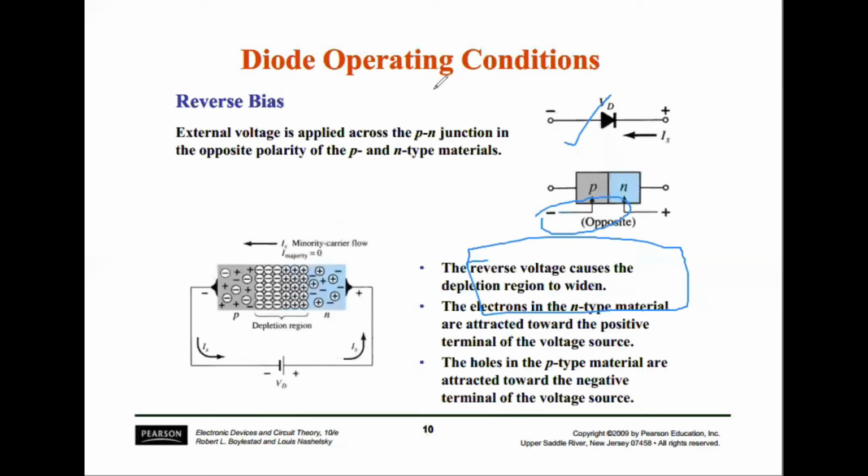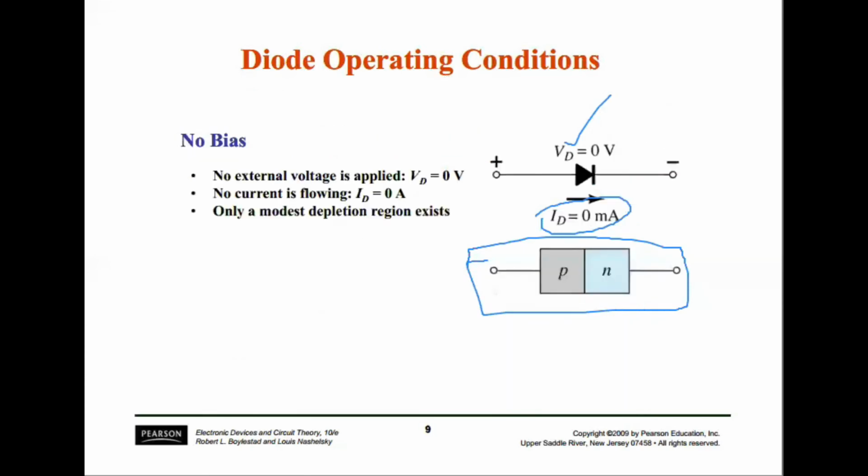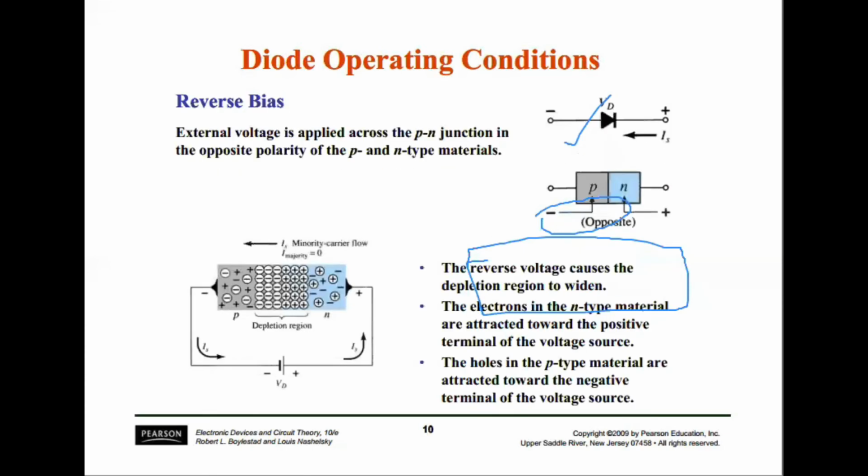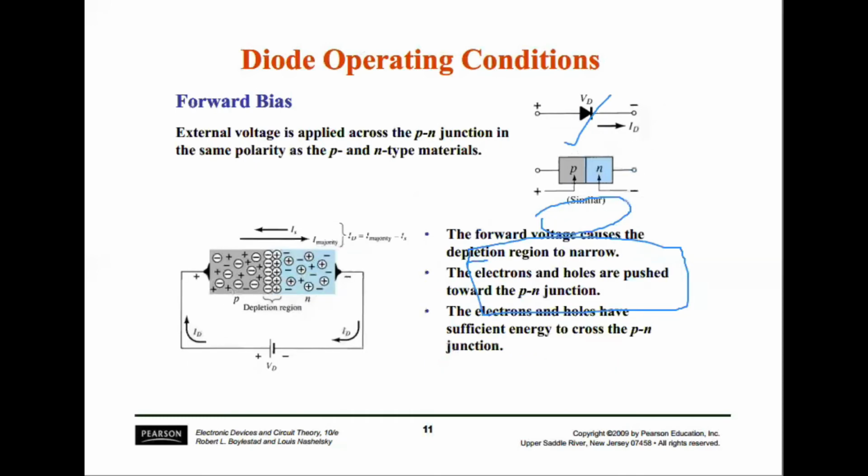This is another condition, which is called forward biasing. In forward biasing, you apply positive voltage here and negative here.